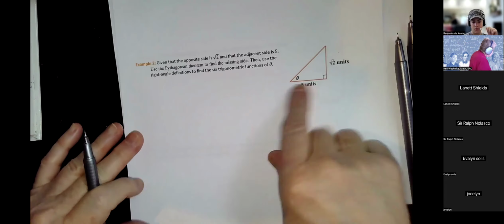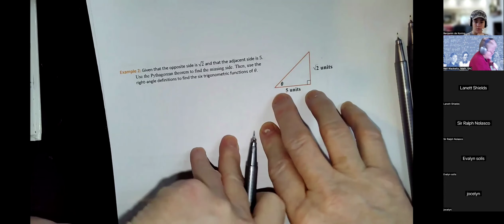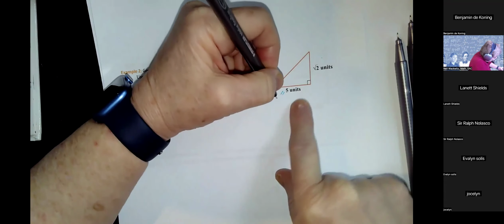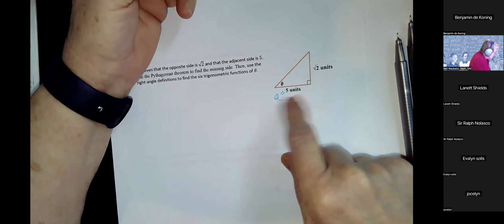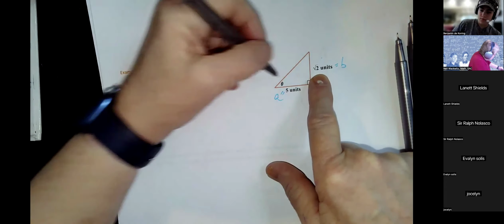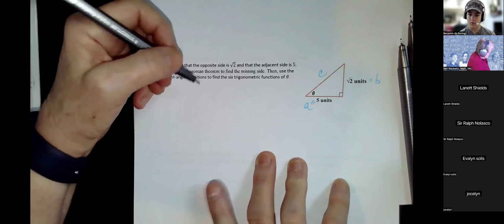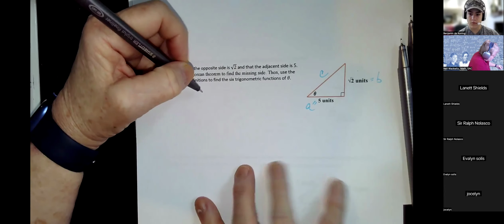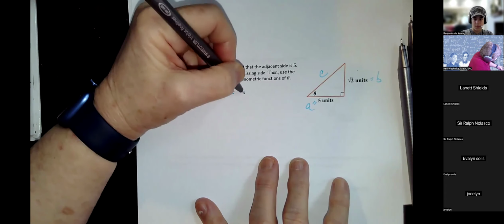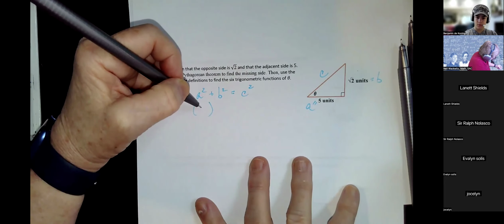Okay, good. So now we have a more interesting looking triangle. Well, it still looks like a right triangle. The adjacent side is 5 units. The opposite side is the square root of 2 units, and we don't know the hypotenuse. So first, how do we find the hypotenuse? What is the formula? A squared plus B squared equals C squared. Beautiful. And A is 5.